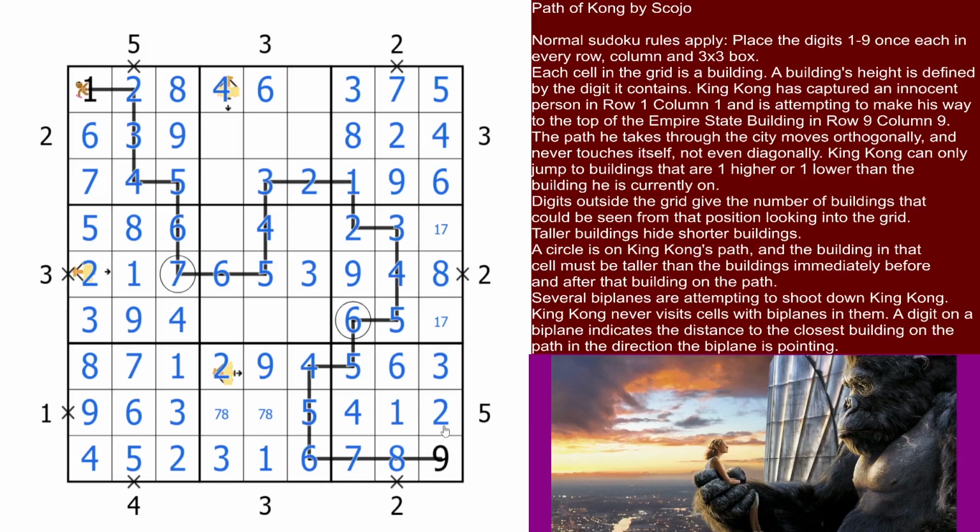5, right. 2, 4, 5. So 3 are visible. 1, 2, 3. 7, and then there will be a problem, right? 1, 2, 3, 4, 5, 6, right? This has to be 8, 7. 1, 2. Okay, so let me just color the buildings which are visible.